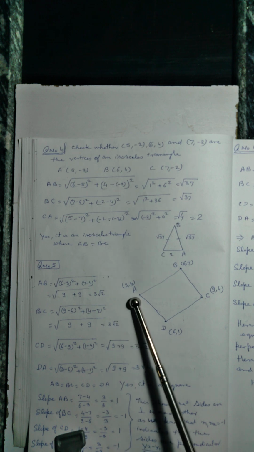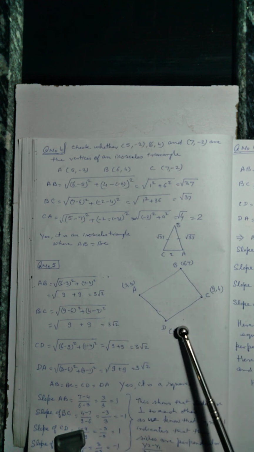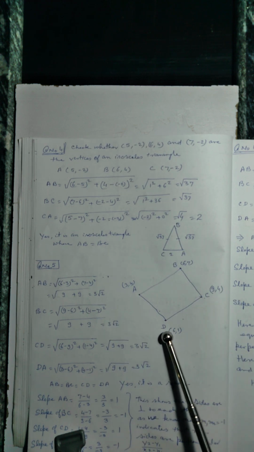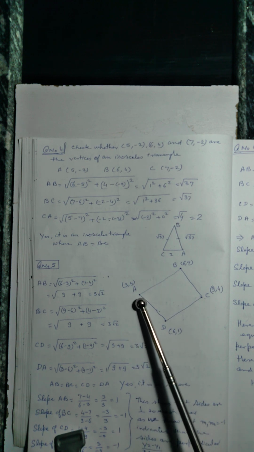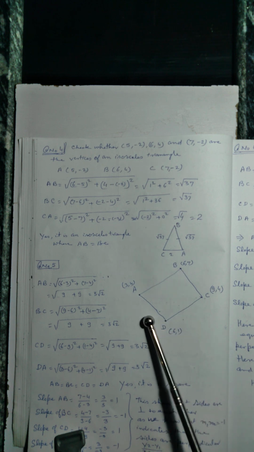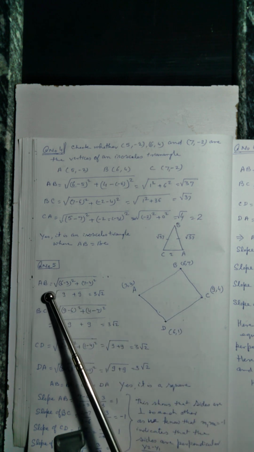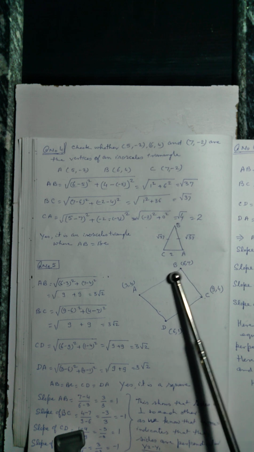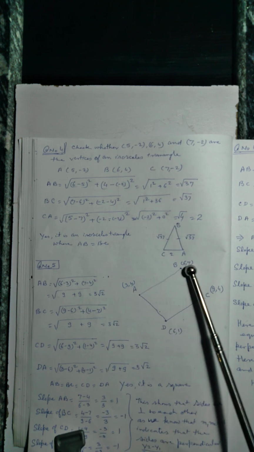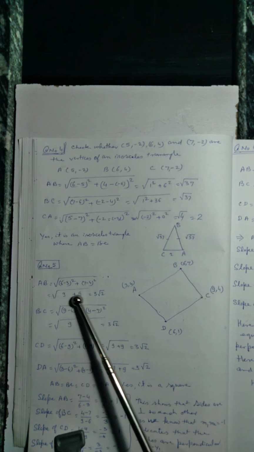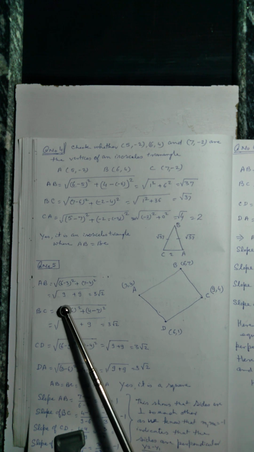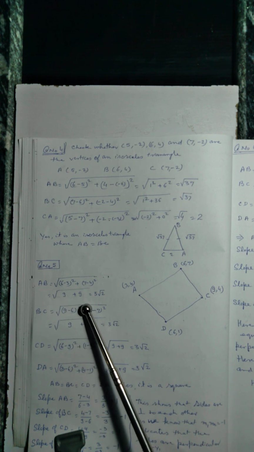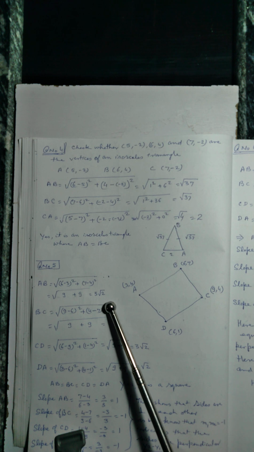You see there are points A, B, C, D. We have to tell whether it is a square or not. Let us proceed. Find out the value of AB. This is the distance formula. So (6 minus 3) whole square plus (7 minus 4) whole square. Solve it, you will get root of 9 plus 9, that will be equal to 3 root 2.